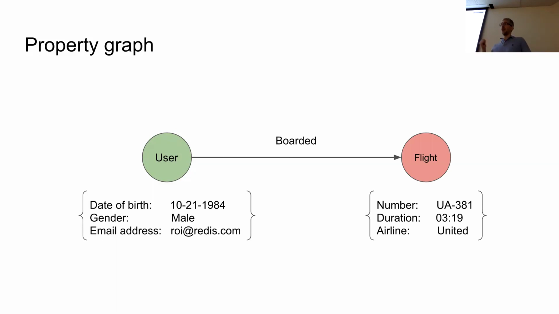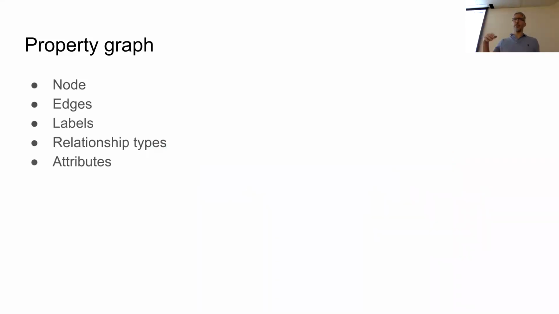Nodes and edges can be associated with a relationship type, and edges can also have an attribute set attached to them. So here is a simple graph where we have one user node, which is connected with a bordered edge to a flight node. To recap, in the property graph model, we have nodes, edges, labels, relationship types, and attributes. This model gives you enough flexibility to represent your data from a lot of different domains into a graph.